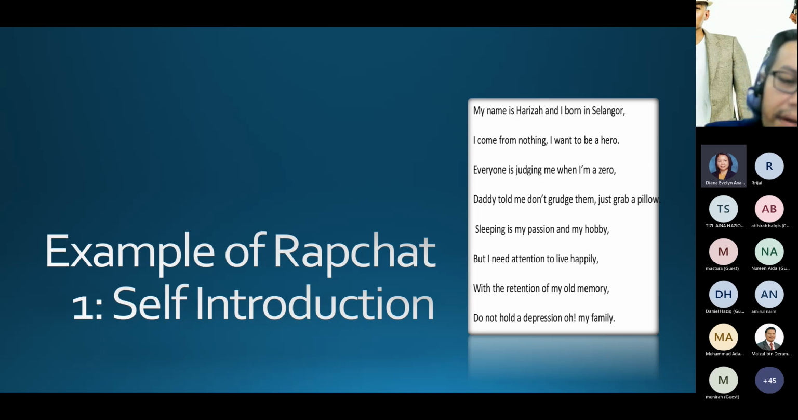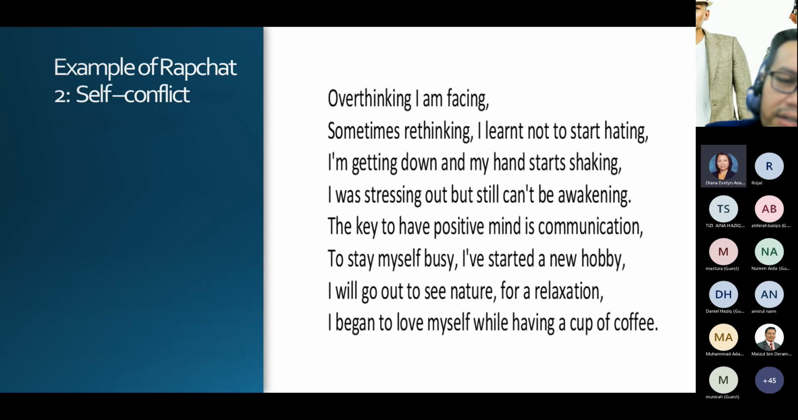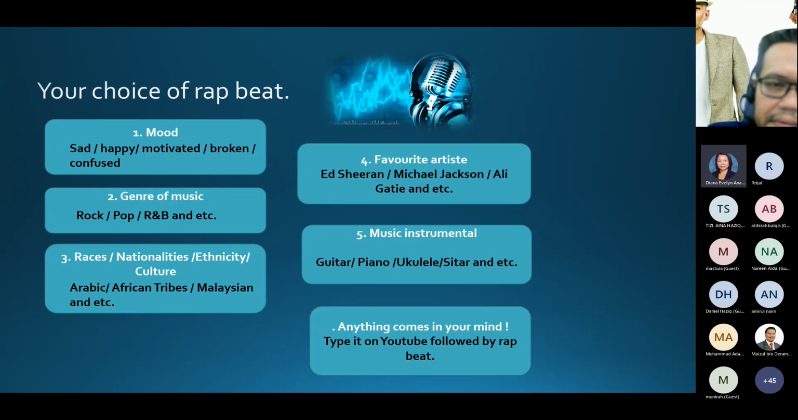Alright. Okay, and then this is actually of Rapchat 2, about self-conflict. Waktu tu because of pandemic, I guess. Most of students told about their problem ataupun konflik dalam pandemic, depression lah and so on, stress, something like that. Okay, ini adalah cara you choose rap beat.